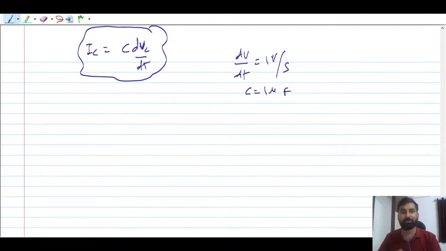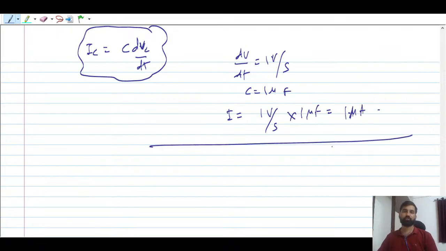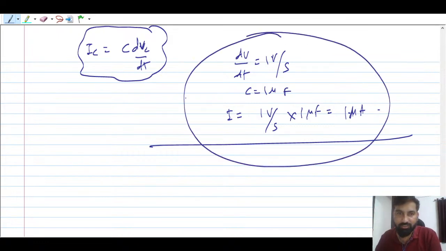How much current can you expect here? The current will be equal to 1 volt per second times 1 microfarad, which gives 1 microampere of current flowing, right? This is very important to keep in mind. Whenever a circuit has a capacitor and a resistance, you always have to see what current is flowing through the capacitor. When that current flows through the capacitor, your capacitor will charge, right? That is very important. So this is the basic math that we have done.